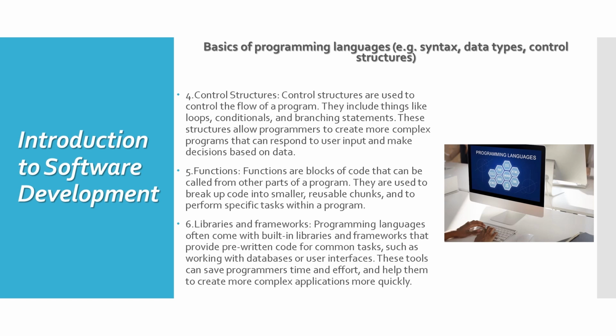4. Control structures. Control structures are used to control the flow of a program. They include things like loops, conditionals, and branching statements. These structures allow programmers to create more complex programs that can respond to user input and make decisions based on data. 5. Functions. Functions are blocks of code that can be called from other parts of a program. They are used to break up code into smaller, reusable chunks and to perform specific tasks within a program.